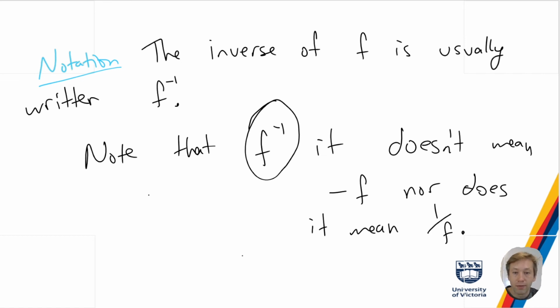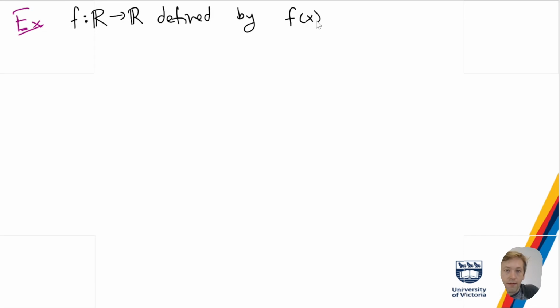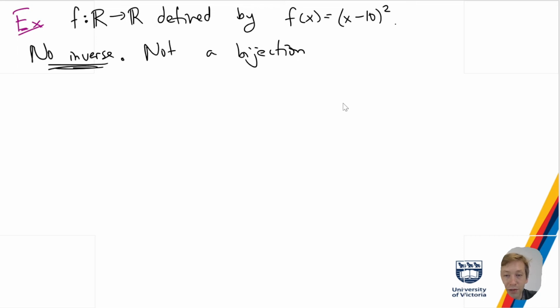Okay, so let's look at a couple of examples of functions and their inverses. Let's suppose I define f to be the function from the reals to the reals defined by f of x is equal to (x minus 10) squared. Now, if somebody told you to find the inverse of this function, it's a trick question, because this function doesn't have an inverse. The reason is that it's not a bijection. In fact, it fails miserably because it's not an injection and it's not a surjection either.